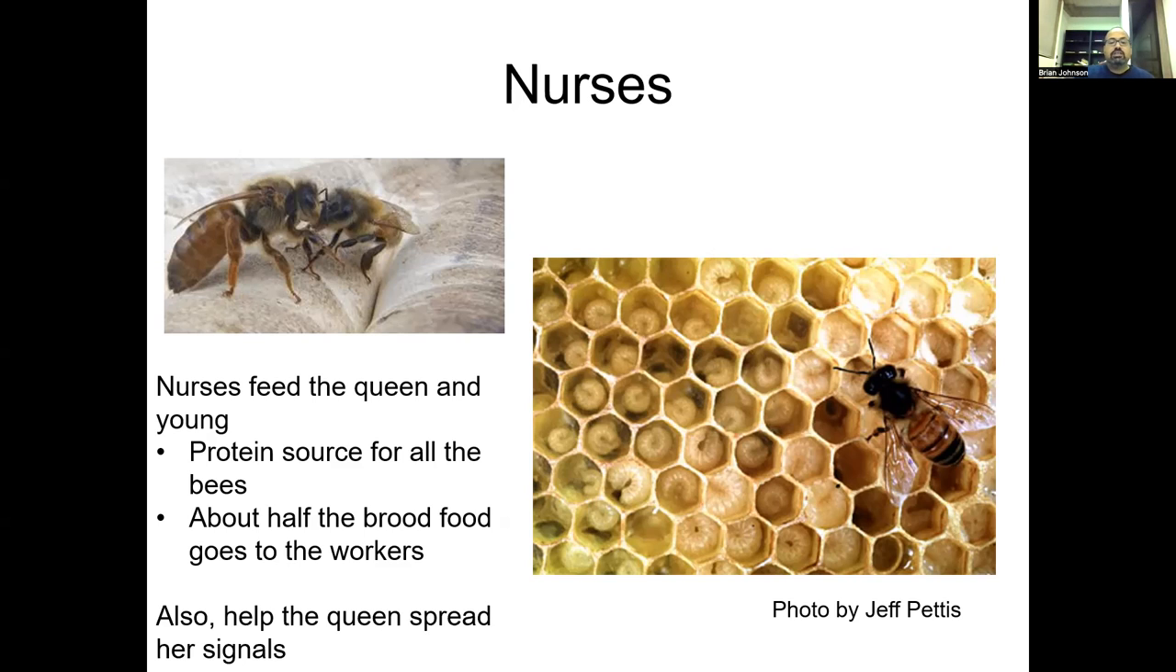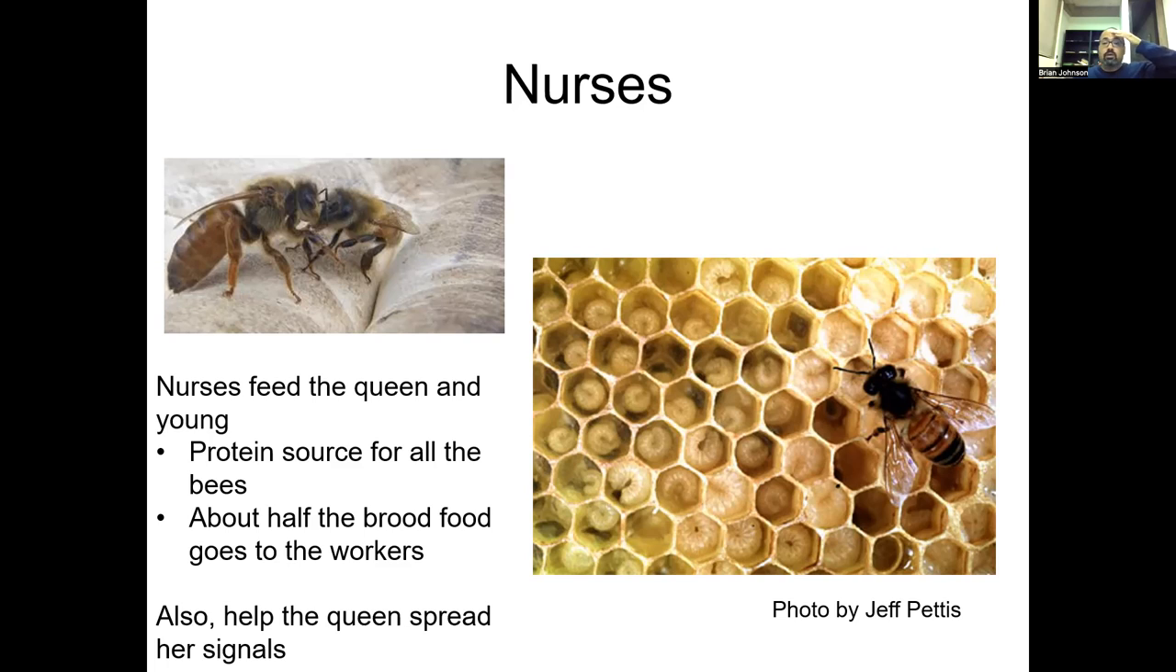The nurses also help the queen spread her signal. It's an interesting thing that they do. I'm sure you've noticed the retinue behavior in your hives, where you have a queen and there's a circle of attendants around her, antennating and licking her. What they're doing is this: the queen produces the queen signal from her mandibular glands that lets the colony know that they have a queen who's healthy and fertile. This signal also suppresses the ovaries of the workers.